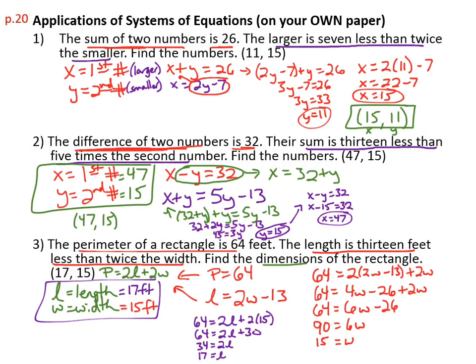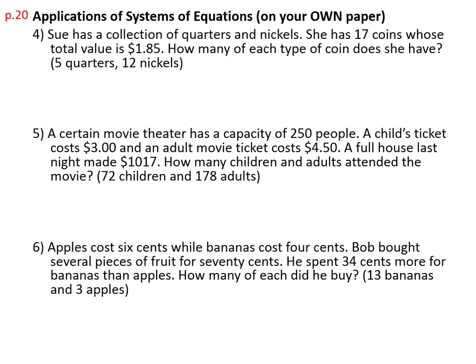All right, moving right along. Another popular type of problem for applying our systems of equations is talking about money. And who doesn't like to talk about money? So if we have Sue with a collection of quarters and nickels, she has 17 coins whose total value is $1.85. We want to figure out how many of each type of coin she has.